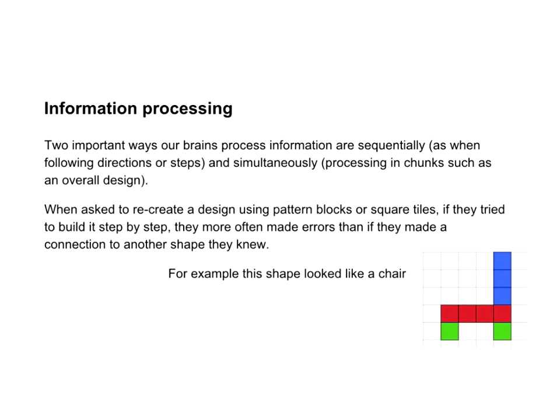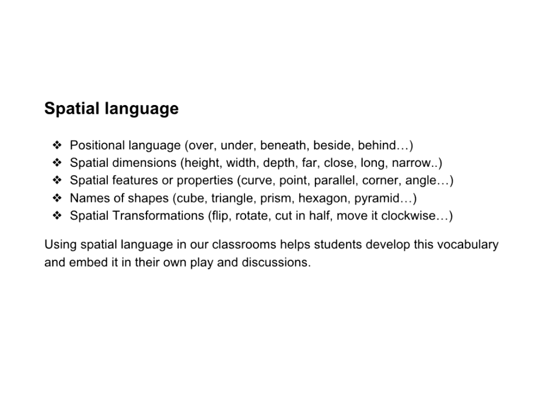So you can see how these build from K to 3. And then what we need to do is teach kids the spatial language. So certainly they come in with lots of prior knowledge about spatial reasoning, lots of language. But the more language we can give them, the better they will be able to describe it to themselves and then be able to follow those directions more easily.